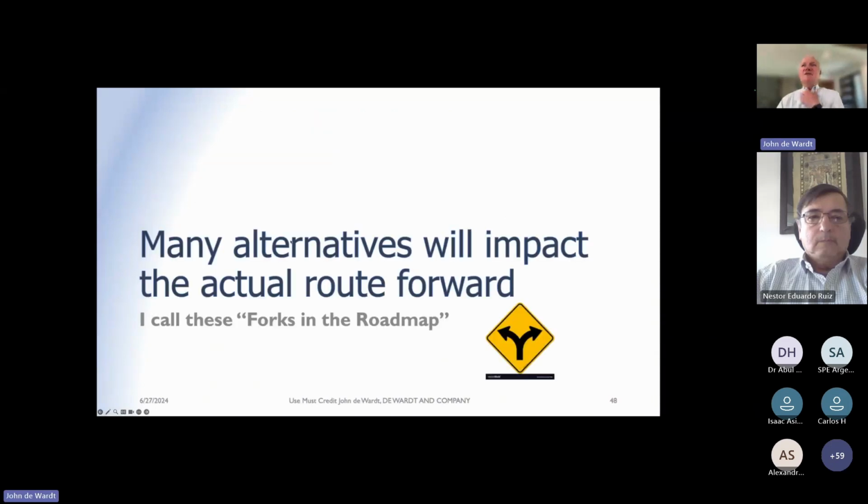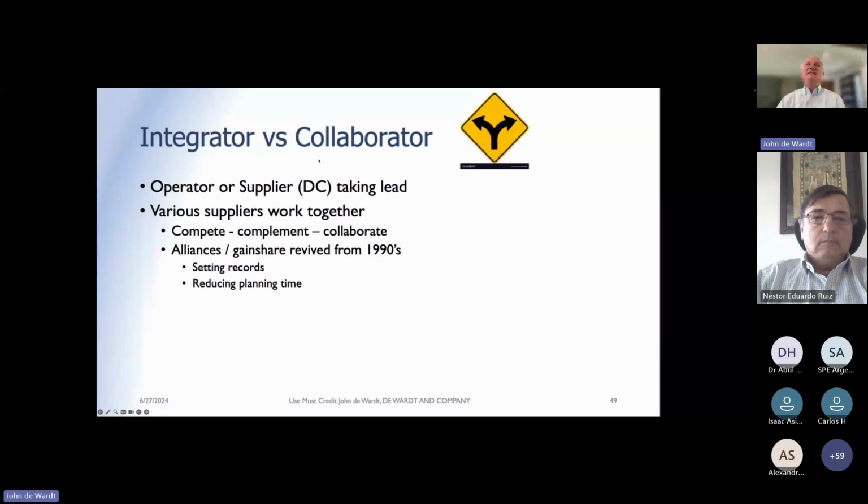So this, my little wrap up here, which I'm going to quickly rush through, is what are the alternatives going to impact the route forward? And I call this forks in the roadmap. And who's going to be the integrator or collaborator? And I think what we've seen now is that the drilling contractors are putting automated or software platforms onto their rigs, bringing some applications and then enabling other applications to connect to their systems. And the most advanced ones are actually taking their automation platforms to other rigs, not only the ones that they build themselves.